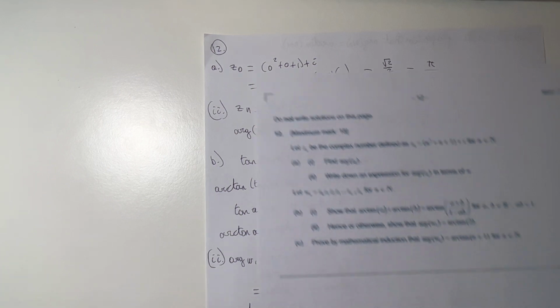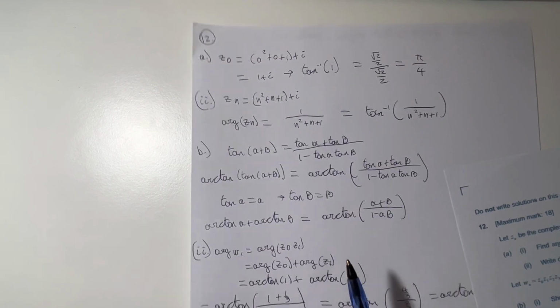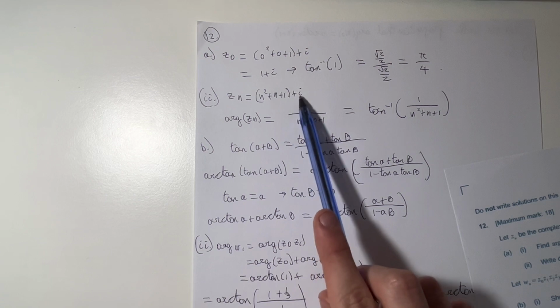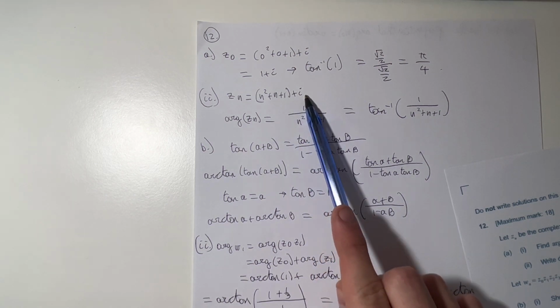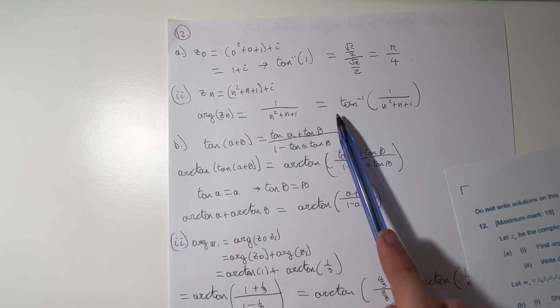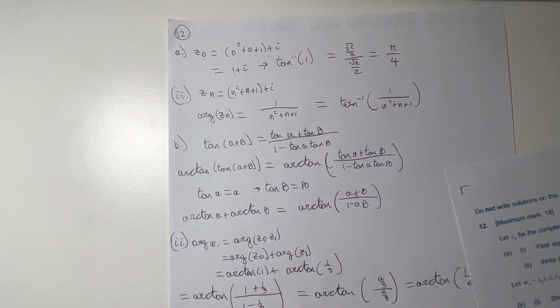Now in part 2, they're asking us to write down an expression for arg Zn in terms of n. Well, as I told you before, in order to find the argument, we take the imaginary part and divide it by the real part. After that, we also write arctan in front of it. And that's simply the answer here: arctan of 1 over n squared plus n plus 1.